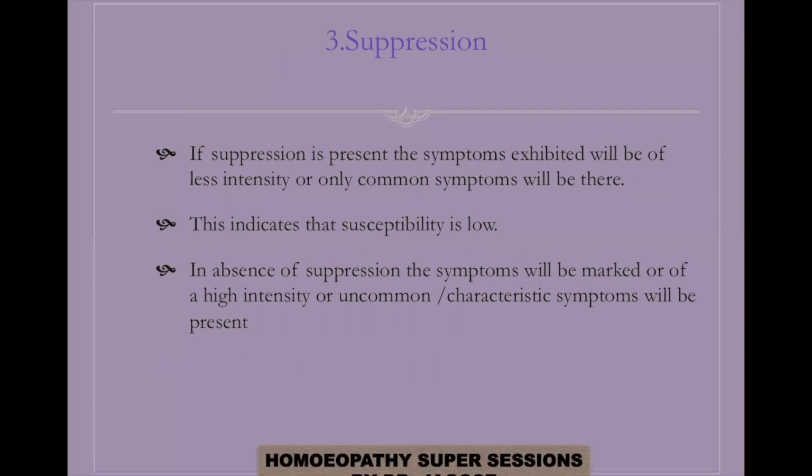be present. So therefore, if a strong history of suppression is there, or if suppression is there through allopathic medicines and the susceptibility has been suppressed, then naturally you will get very few character symptoms, and mostly there will be common symptoms, or symptoms exhibited will be of a less intensity. This indicates that the susceptibility is low. In its absence, you naturally will get characteristic, uncommon, peculiar, rare, strange symptoms by which you can prescribe.